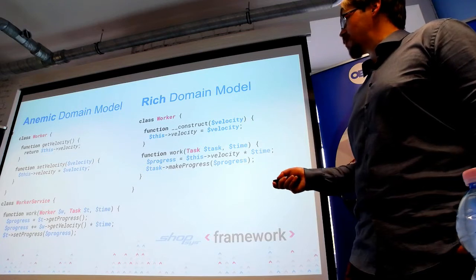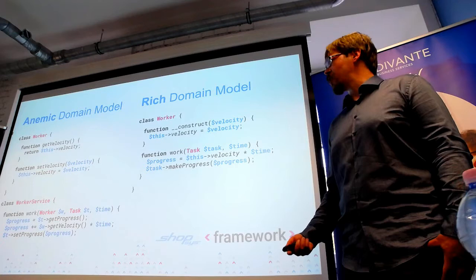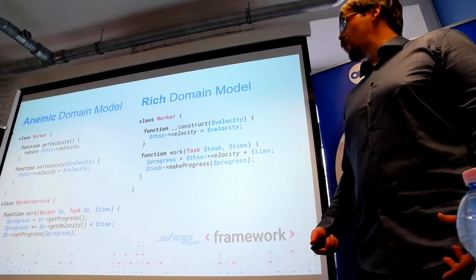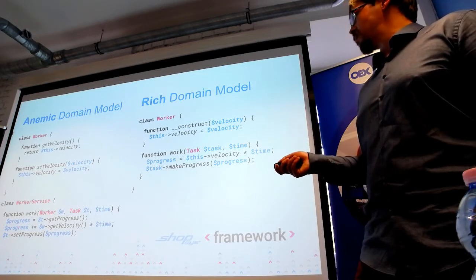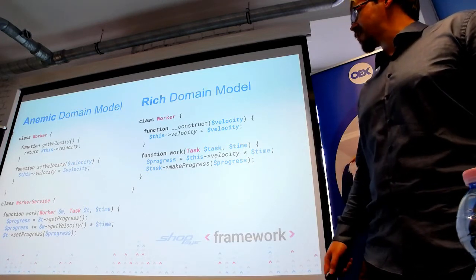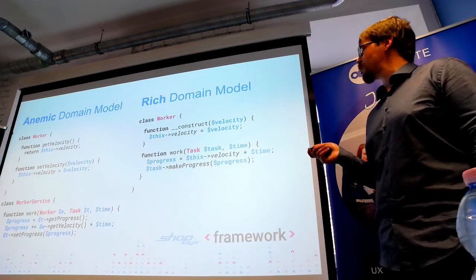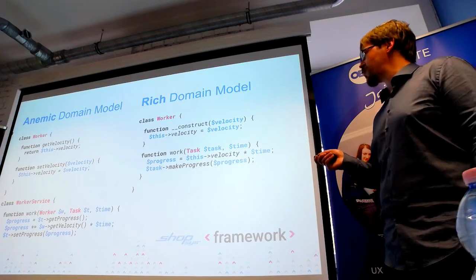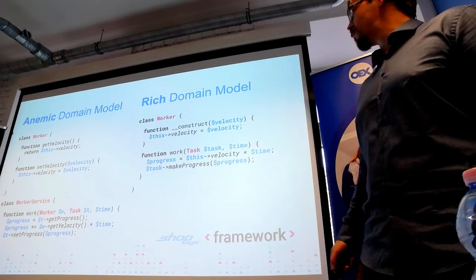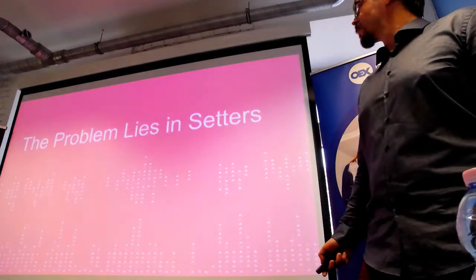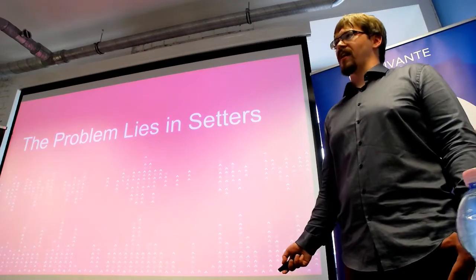Because in the anemic domain model, we can imagine a scenario where some progress is undone. Somehow we set progress to 0 or something like this, and this is restricted in the rich domain model by the only way to interact with this object. The task can only move further. So, it seems that the problem lies in setters.